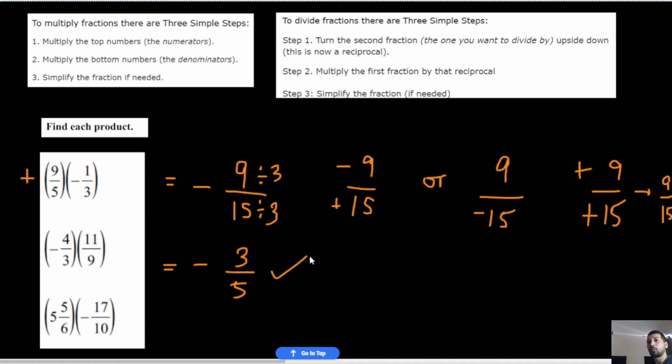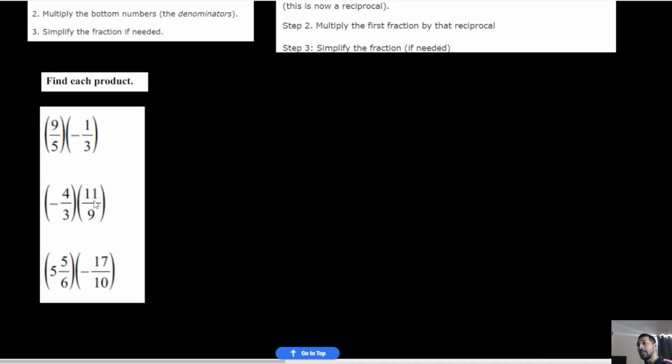Now let's look at the second one. The second problem we have is negative 4 over 3 times 11 over 9. Again, we'll apply the same strategy. Now we have a negative times a positive, so we keep the negative sign. Now we'll multiply the top numbers. 4 times 11, that is 44, and 3 times 9, that is 27.